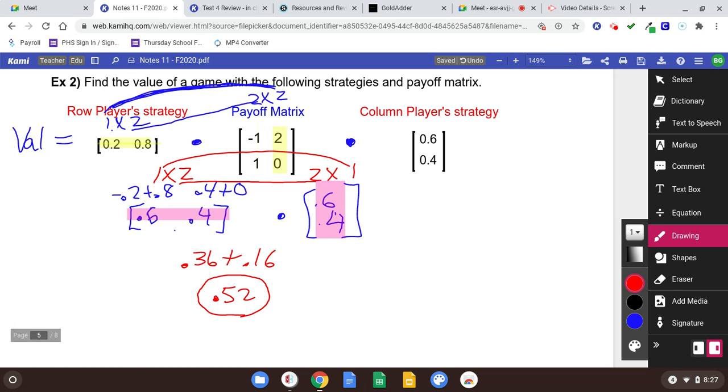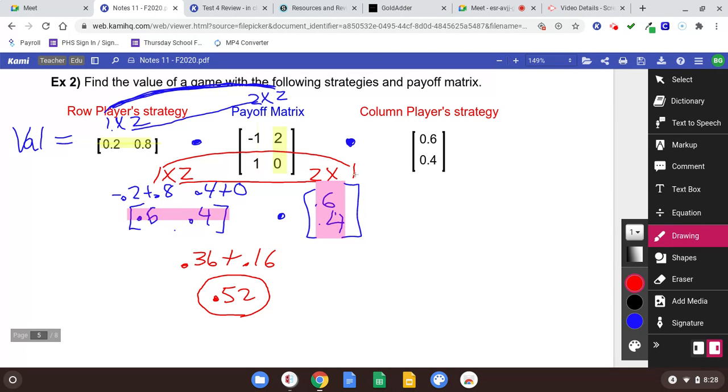The value of the game is what's going to happen if both players play these strategies. Now, the row player could do something else, I suppose. They could play row 1 every single time. Or the column player could play column 2 50% of the time or whatever. I guess these aren't their best strategies. This is the value of the game if that's what happens.